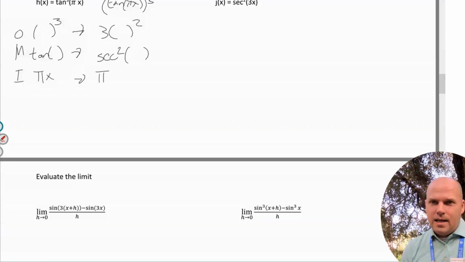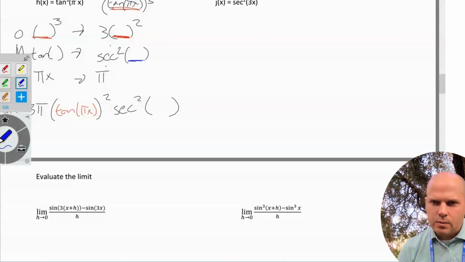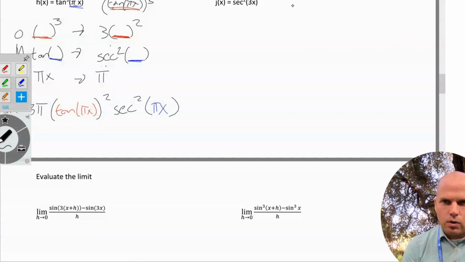Okay. OMI. I rewrite it so I see two sets of parentheses. I have my O and my I. I can multiply these in any order. So I'm probably going to take the 3 pi, put them together, and then I'll have a big set of parentheses squared, and then I'll have a secant squared of a smaller set of parentheses. What starts in the square? What starts in the cubed is tangent pi x. What's in the secant parentheses? What started in the tangent parentheses? Pi x. Cool. Rewriting this as secant 3x squared.